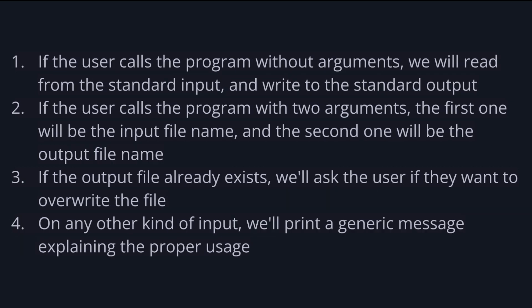To make this interesting, we'll start with the following interface. If the user calls the program without arguments, we'll read from the standard input and write to the standard output. If the user calls the program with two arguments, the first one will be the input file name and the second one will be the output file name. If the output file already exists, we'll ask the user if they really want to override the file. On any other kind of input, we'll print a generic message explaining the proper usage.